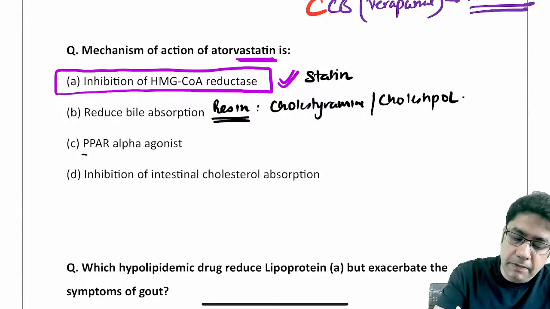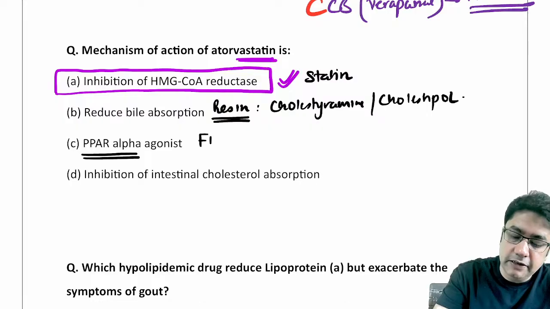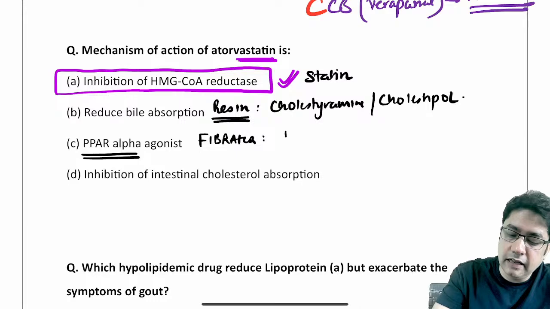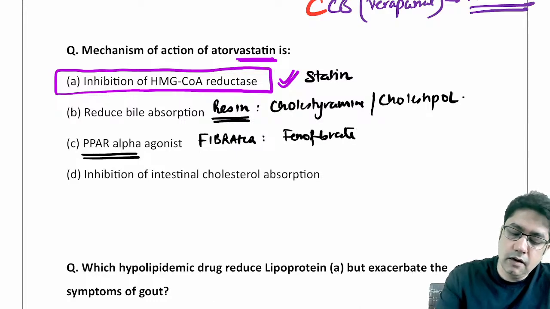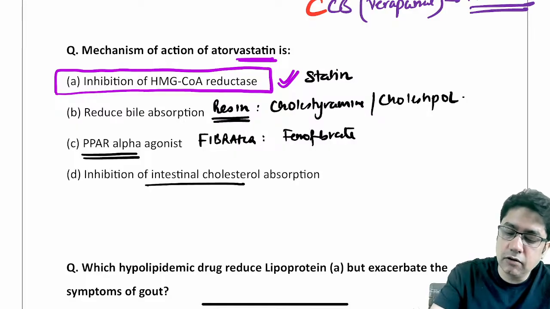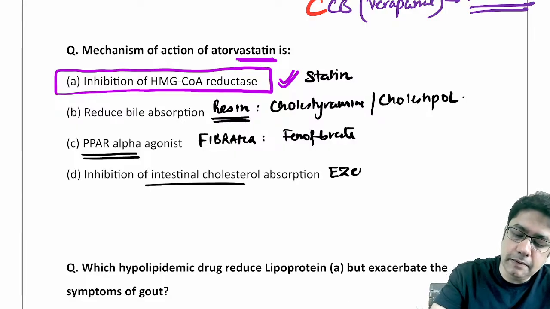The drugs which are PPAR alpha agonists are fibrates. They reduce triglyceride levels, like fenofibrate. The drug which reduces intestinal cholesterol absorption is ezetimibe.